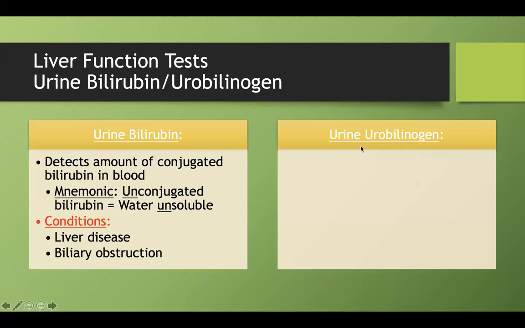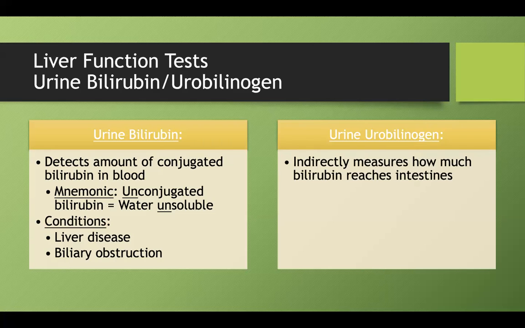Urine urobilinogen is probably the lowest yield lab finding you'll ever see in your life, but sometimes on tests they're going to give you urine urobilinogen. So I want you to know what that means. All I want you to know is that urine urobilinogen is an indirect measure of how much bilirubin actually makes it into your intestines, like into your GI tract. If you can remember that, then these questions will be so easy for you. So it's going to be elevated in any condition where a lot of bilirubin is making it into your GI tract.